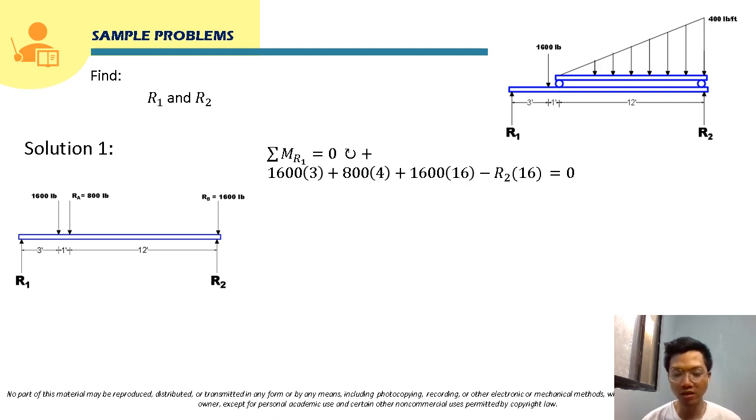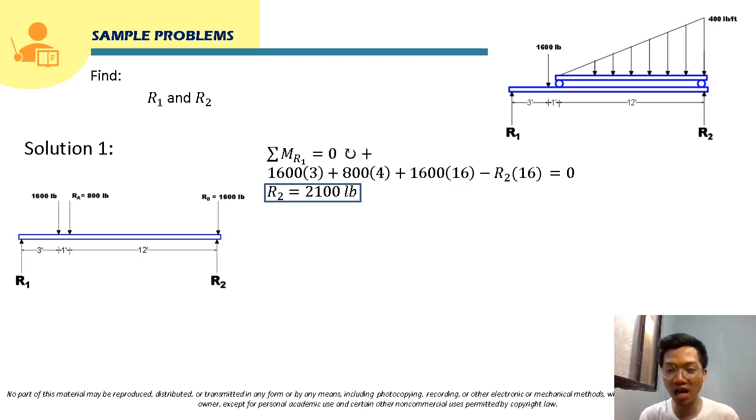So this will just be 1,600 times 3 plus 800 times 4 plus 1,600 times 16, we transposed that already, divided by 16. So that will be 2,100 pounds. So this will now be the answer for R2, no? We are asked to solve for this in the problem. So we can now box it.